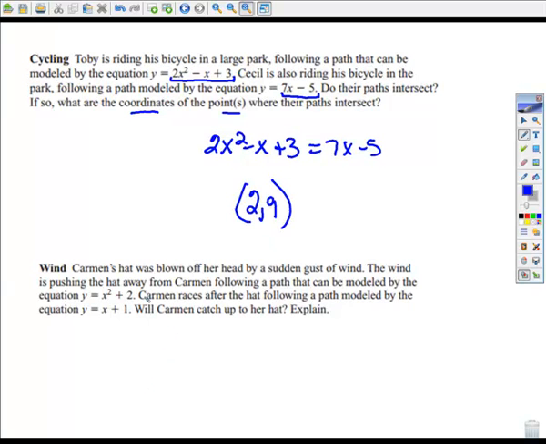Last one. Carmen's hat was blown off her head by a sudden gust of wind. The wind is pushing the hat away from Carmen, following a path that can be modeled by this quadratic. Carmen races after her path, it looks like in this straight line. Will Carmen catch up to her hat? That is the story of the day, the question. So x squared plus 2 equals x plus 1. Let's go ahead and see if Carmen is going to catch her hat.